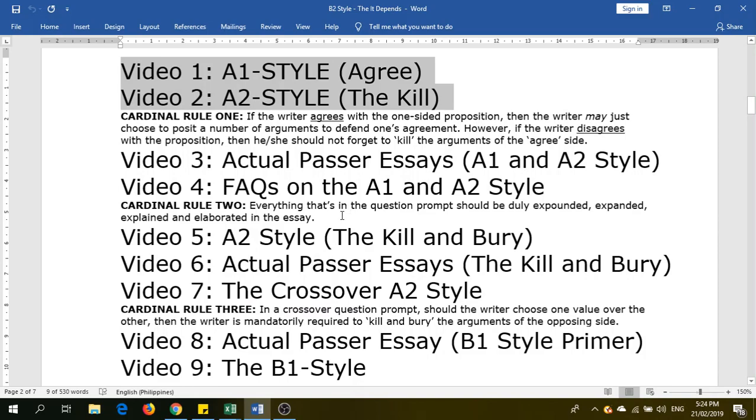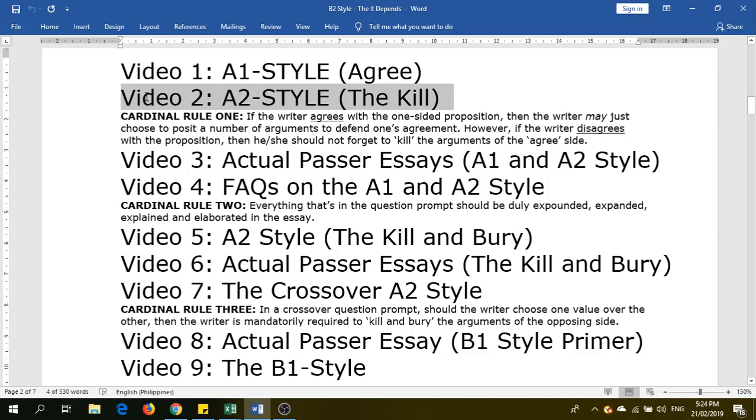And that being the case, then you have two options now. For video number 1, we talked about the most fundamental of them. This is the agree style, or the A1 style. And all the writer needs to do here is to posit a number of arguments to defend one's agreement to the question proposition itself. However, if the writer disagrees with this one-sided question proposition, then the writer cannot simply just disagree, but the writer will need to mention the agree argument or arguments and then kill these agree arguments.